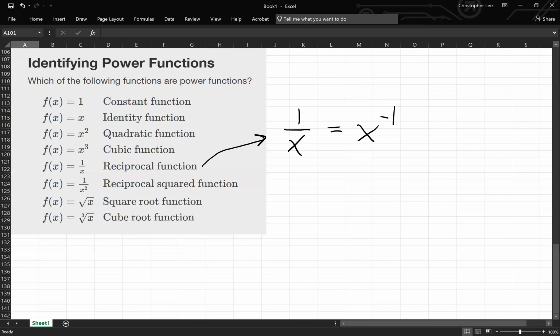The same thing with these root ones right here. Like the square root one, I can rewrite this as x raised to the half power. Boom, it's a power function. So they're actually all power functions right here. Yeah, fun little activity.